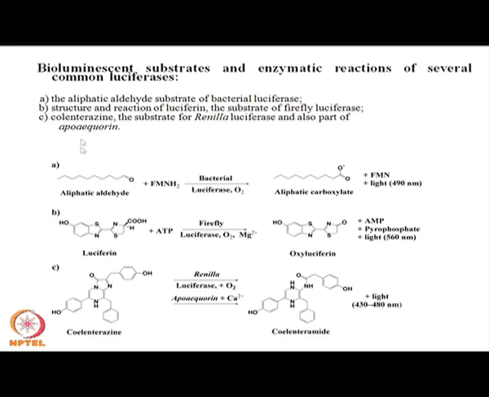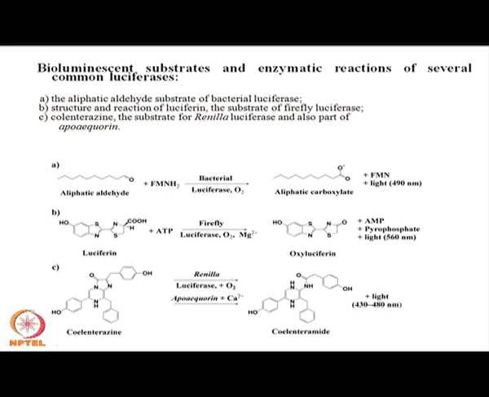Okay. The second one is like this. This is luciferin, then ATP. Here actually in the first case, aliphatic aldehyde, then FMNH2, bacterial luciferase, aliphatic carboxylate, and then FMN, flavin mononucleotide, and then this is FMNH2 actually, and this is FMN, then 490 light. It gives you 560 light.